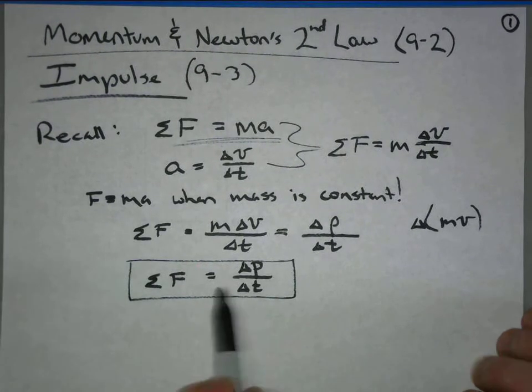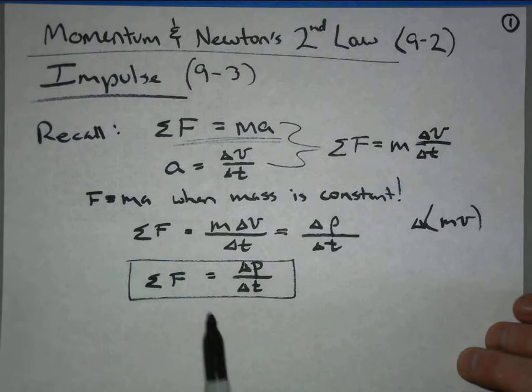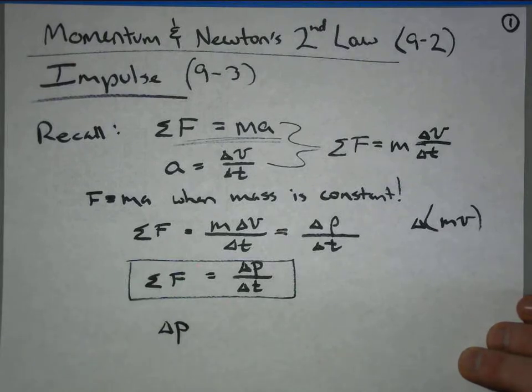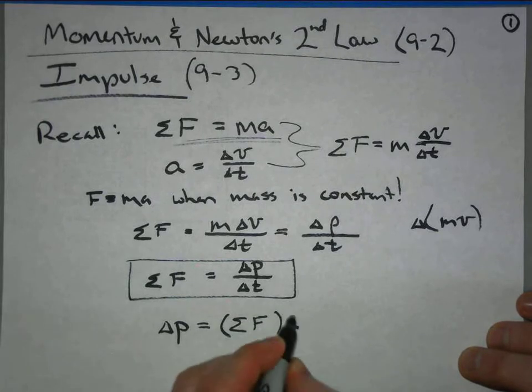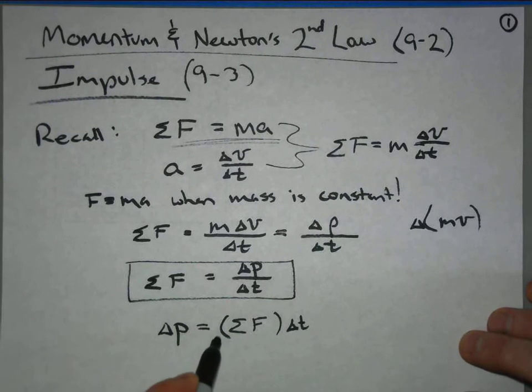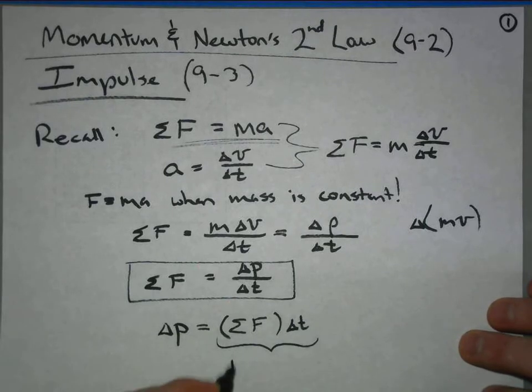Fine. But rearranging this allows us to see something else. When we look at the change in momentum of an object, we can say that it's equivalent to the sum of forces acting on it multiplied by the time interval over which those forces are acting. We know this side, we would simply say change in momentum, and that's easy. It is this side of the equation here that is called impulse.